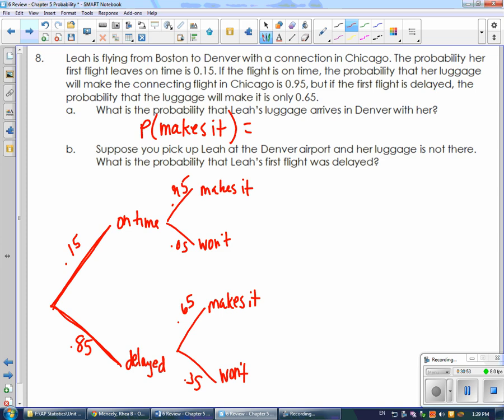And so remember, I multiply along the branches and then add the branches together. So this is going to be 15% times 95%. Or if she's delayed, we need to consider the 65% of the time that the luggage will still make it there. And this should end up being 0.695.